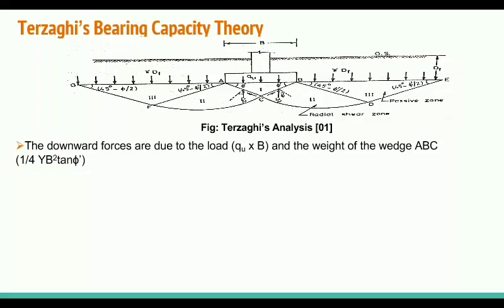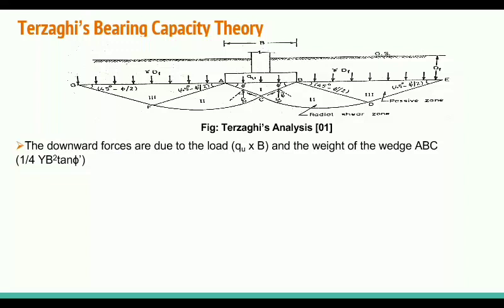One force is the vertical external load, that is Q. If the total Q is applied on the column, the column will apply it as pressure on the footing. So this footing pressure is qu. In terms of force we can write q into B into 1, meaning qu into B. And the second force comes on the sloping edge due to the weight of the wedge ABC.